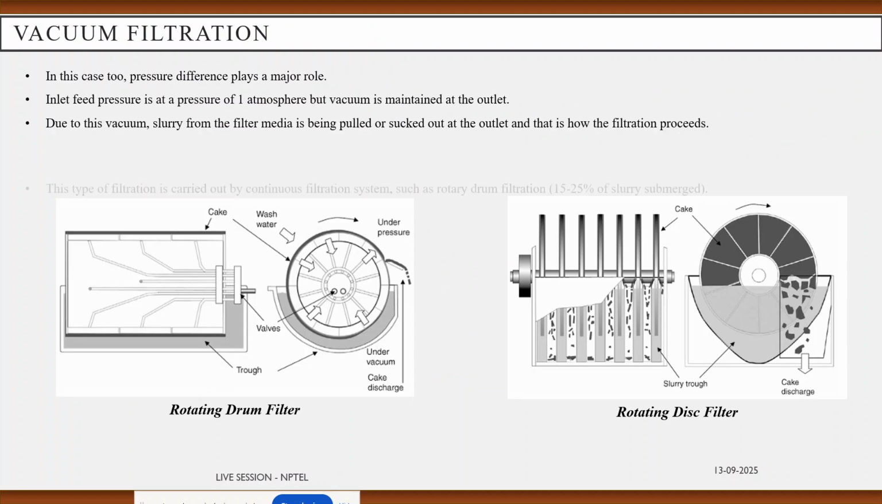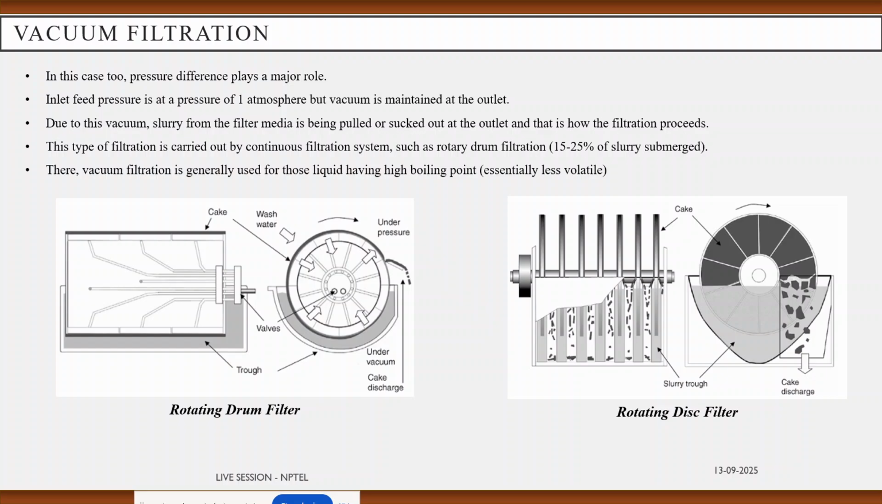Now we are going to the next part, that is vacuum filtration, where the driving force is vacuum. In this case, pressure difference also plays a major role, but the inlet feed pressure is maintained at one end, while the vacuum is maintained at the other end. Due to the vacuum, the slurry from the filter media is pulled or sucked into the system at the outlet, and this is how the filtration proceeds.